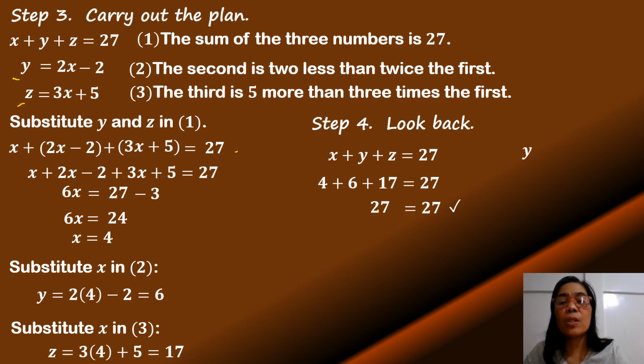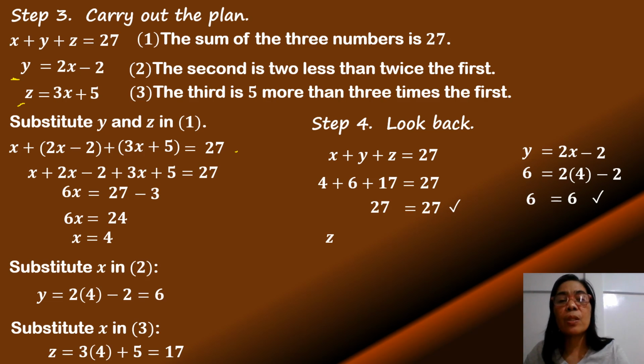The second condition is that the second is 2 less than twice the first. So it's represented by this equation, y is equal to 2x minus 2. So we try to check. y is 6. This is equal to 2 times 4 minus 2. So we arrive at 6 is equal to 8 minus 2 is 6. And so therefore, this value of x and y satisfy the second condition.